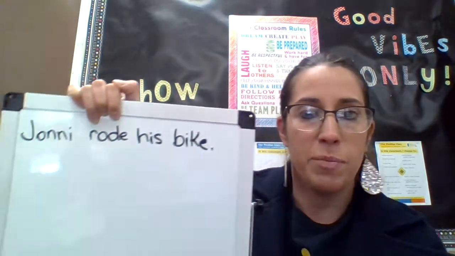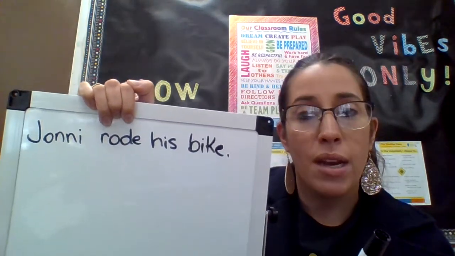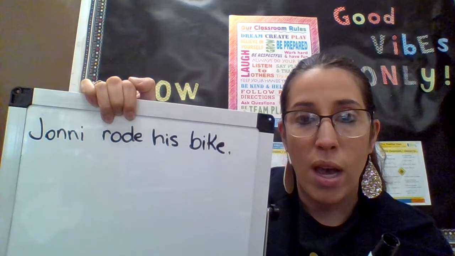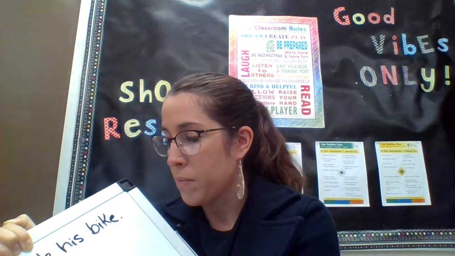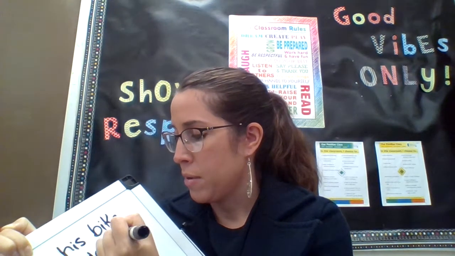Now, let's review different types of sentences. So the first sentence I want us to review, Johnny rode his bike. This is one independent clause. One independent clause is a simple sentence. So Johnny rode his bike is a simple sentence. It can stand alone. It makes sense all by itself. So we got to remember that formula. One independent clause.